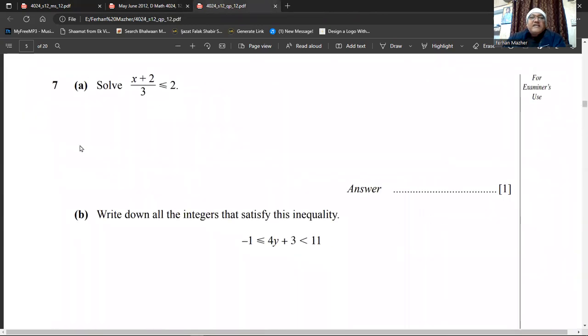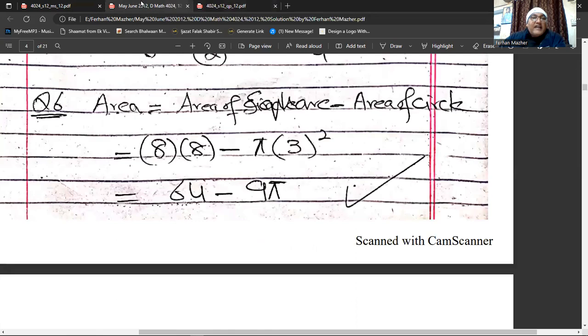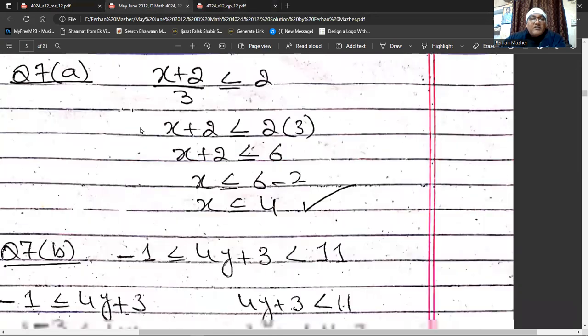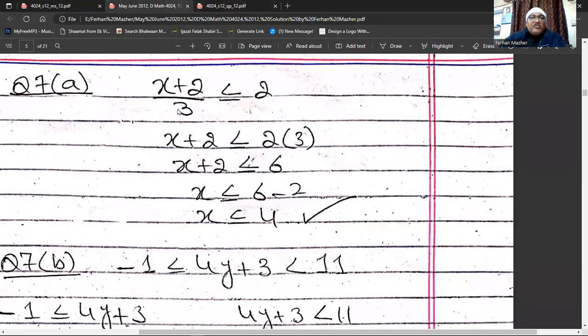Question number 7, A part. He says solve. We have an inequality here, x plus 2 divided by 3 is less than or equal to 2. So we want the value of x. First of all, this 3 will go on the other side. It will multiply with the 2. So x plus 2 is less than or equal to 2 into 3. That's 6. Okay, x plus 2 is less than or equal to 6.